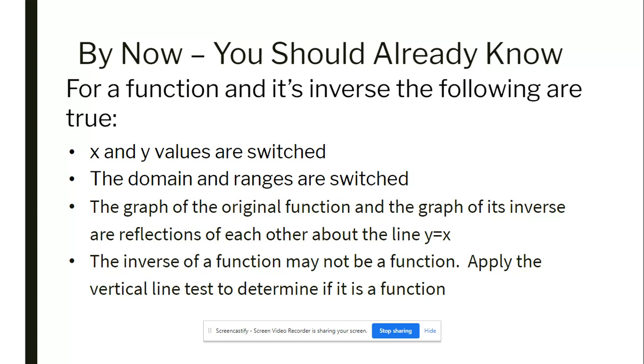All right, by now you should already know that for a function and its inverse, the following are always true. The x and y values are switched. The domain and ranges are switched. If you're looking at the graph of the original function and the graph of its inverse on the same coordinate plane, they are reflections of each other around y equals x. And the inverse of a function may not be a function. You need to apply the vertical line test to determine if it is in fact a function.